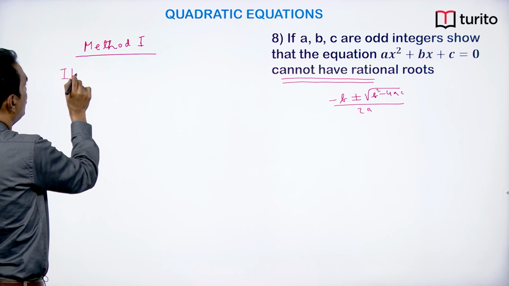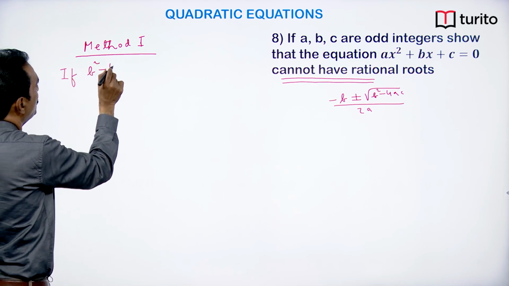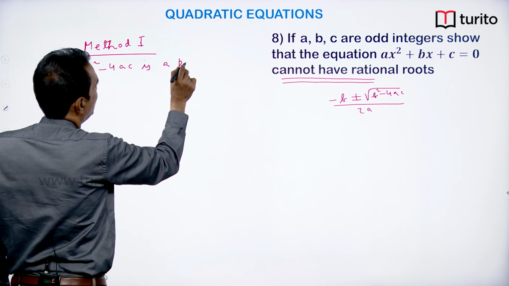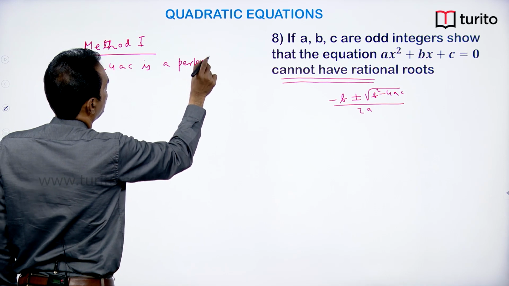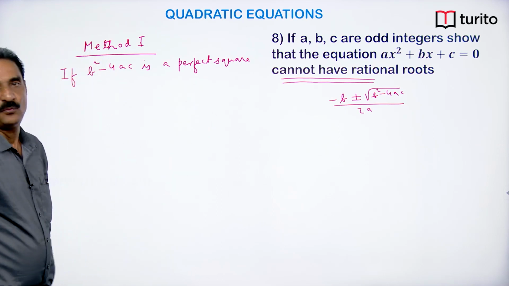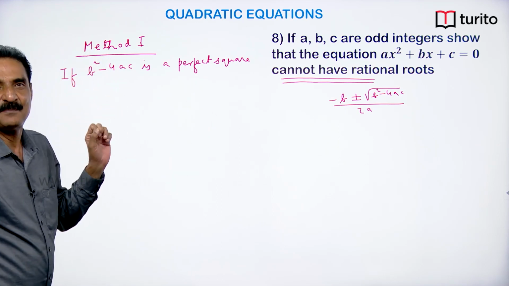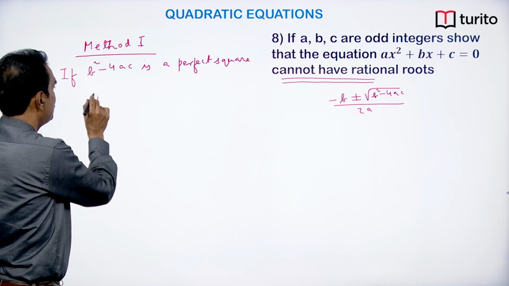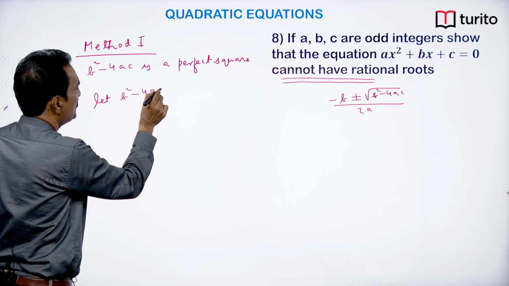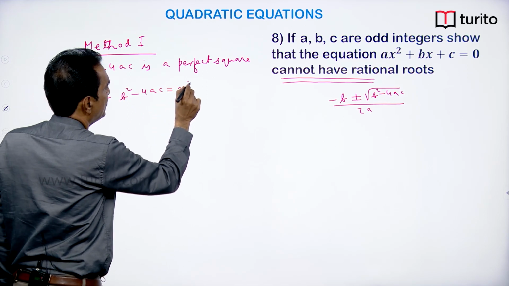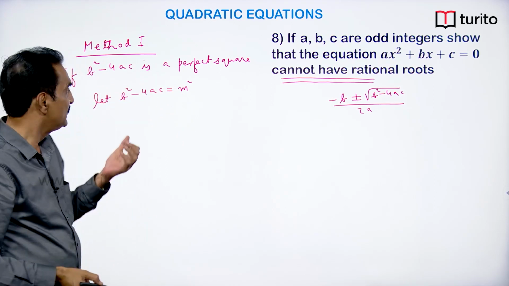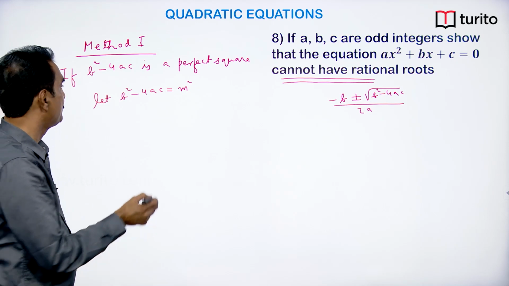If b square minus 4ac is a perfect square, what happens? I will assume it as some m square. Let b square minus 4ac be equal to m square, because it is a perfect square. I assumed that it is a perfect square. Now, let us see what happens.